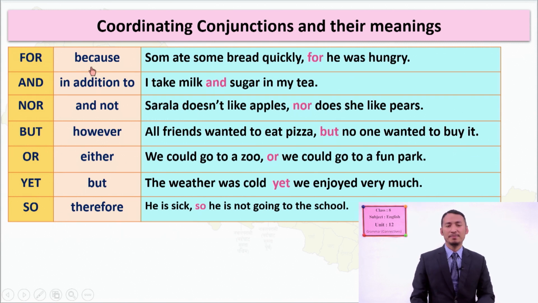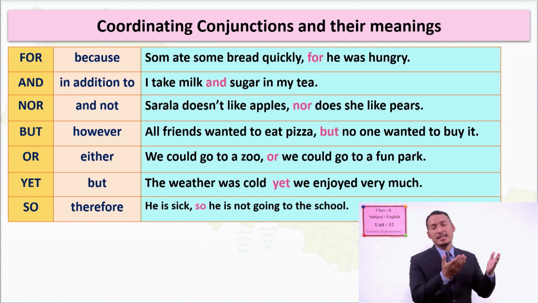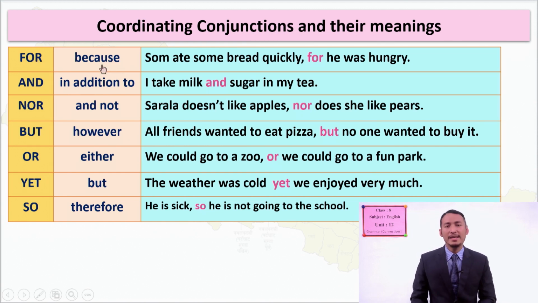For means here because. There are two types of use of for. One type of for is the preposition. You can use it as a preposition as well, but that means something different from connectives. So for as a connective can mean because.